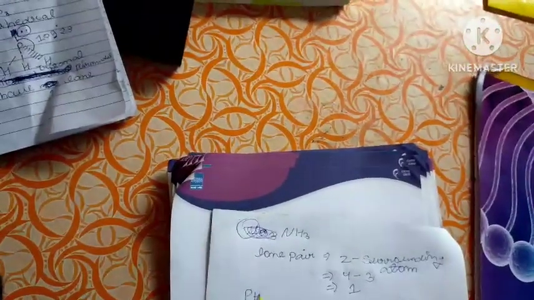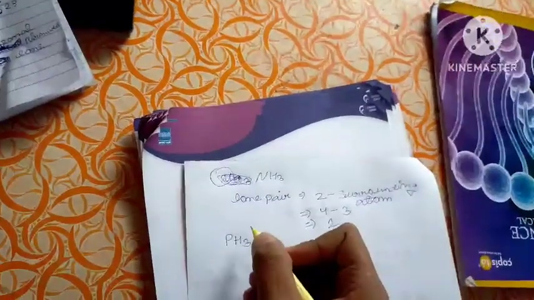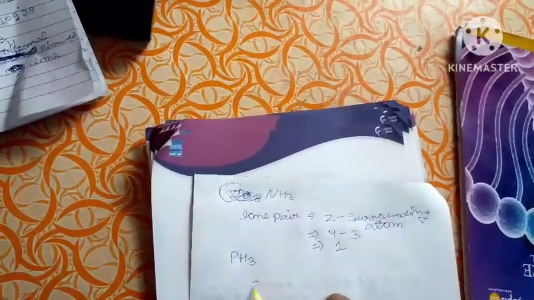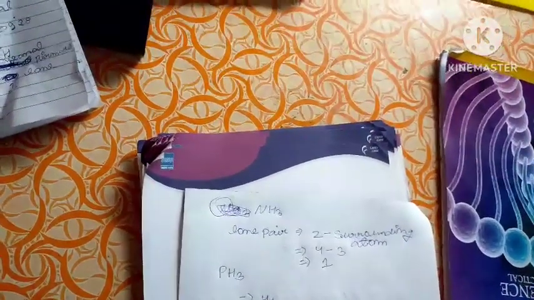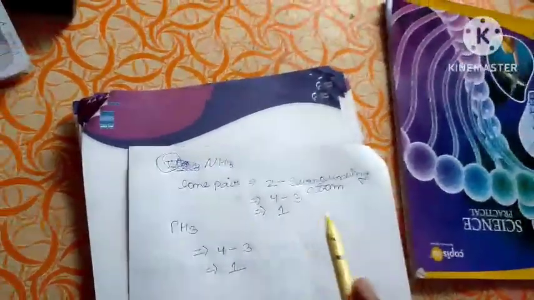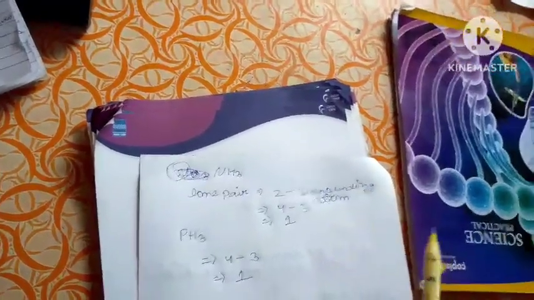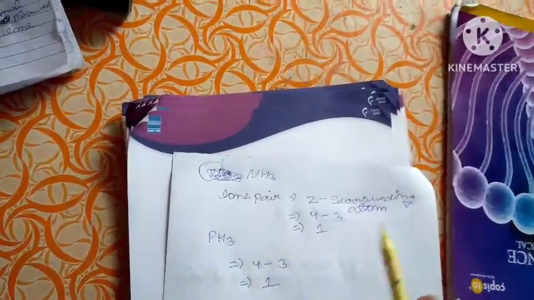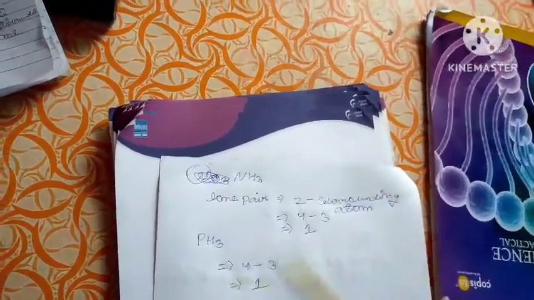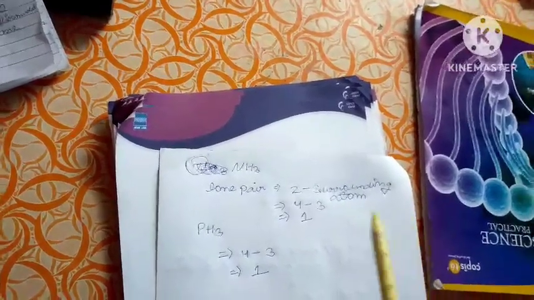So I will calculate the lone pair on PH3, equal to 4, where 4 is the value of Z, 4 minus 3, again 1. So whenever you see that hybridization is the same and lone pair is the same, you may think that the angle is going to be the same in both molecules. But no, it is not going to happen, because if this type of condition takes place, then a trick that I'm going to share with you is about electronegativity.